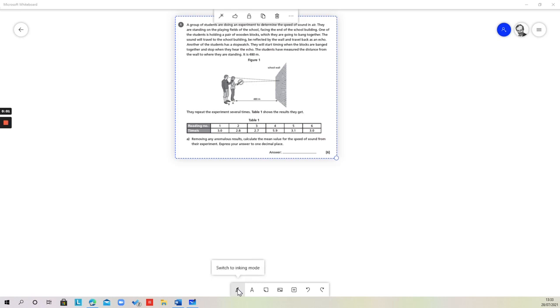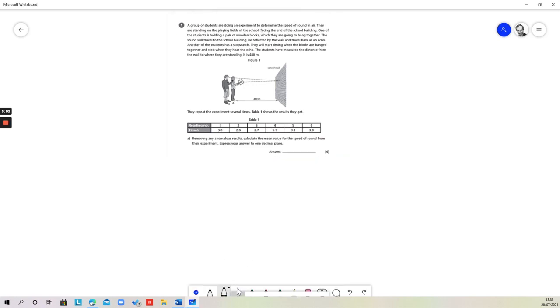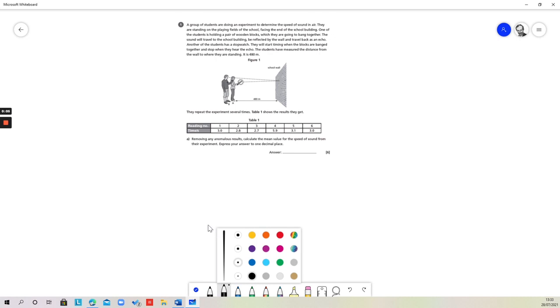In this question here, we're being asked to do some actions on the data that's been gathered here, and we're told in the question that we need to remove any anomalous results to calculate the mean value for the speed of sound from the experiment that's been carried out here, and the answer that we're looking for is to 1 decimal place. So the first thing that we need to do is to look at the results and to decide if any of these are anomalous.